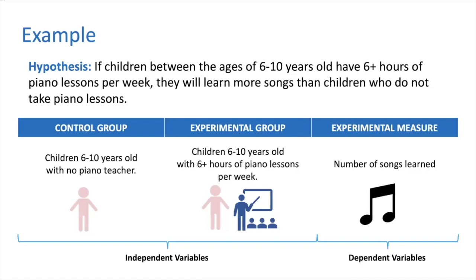So that's the independent variable, piano lessons. It's a human decision whether or not they are getting piano lessons. Now, here's the experimental measure, the number of songs learned by both groups. That's the dependent variable. It's the variable that is dependent on which group they're in. And for this, we're going to track the number of songs learned in each group.